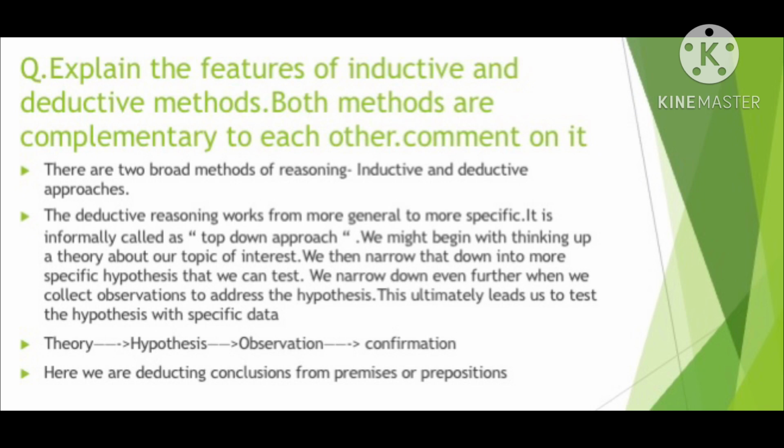First we start with a theory, then we narrow down into a hypothesis, then we observe various circumstances, and then we have to address or prove our hypothesis. This ultimately leads to testing the hypothesis with specific data. So in the flowchart you can see, we start with the theory that leads to hypothesis, then observation, narrowing down further, and we observe many things and we confirm that. Here we are deducing conclusions from premises or propositions.